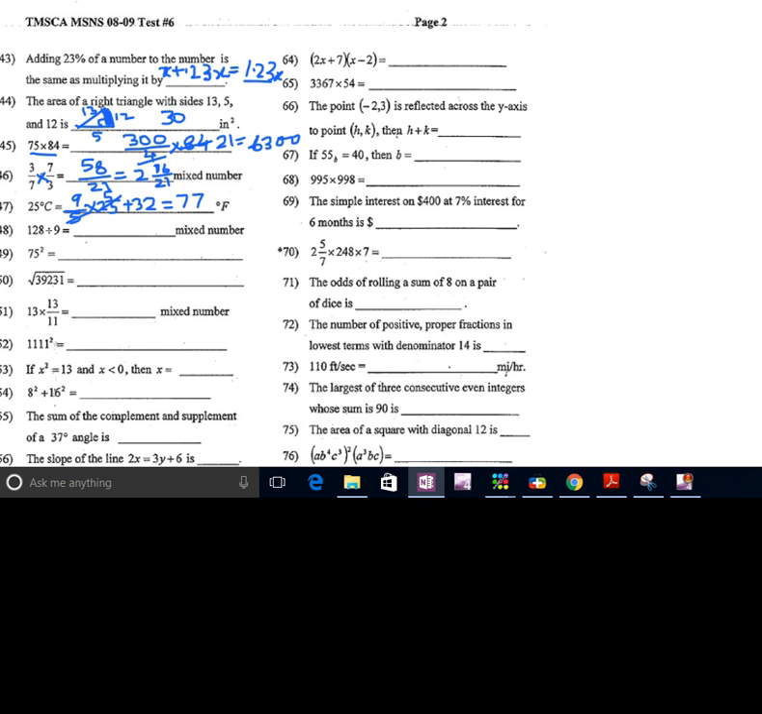What is 128 divided by 9 in the form of a mixed number? So 9 times 1 is 9, and then we have 38. 9 times 4 is 36. 2 is the remainder. 14, 2 over 9.